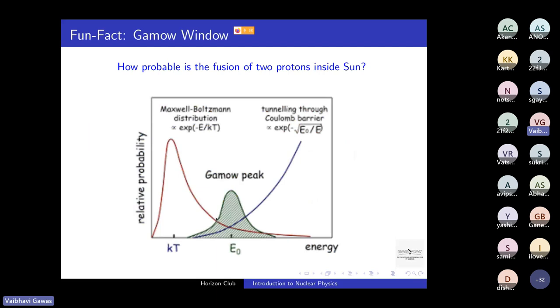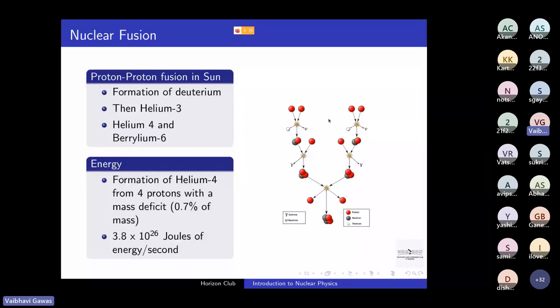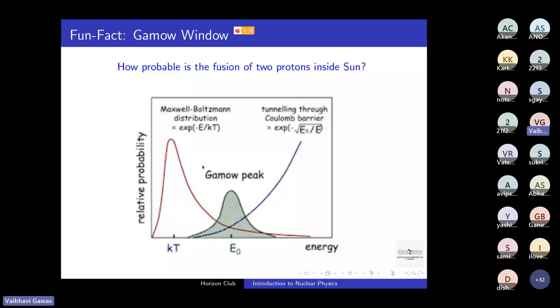There are two different factors involved in this fusion process. One is that your proton should have a considerable amount of energy to get close to another proton, to start the fusion process as such. And this energy, or the velocity of the proton, is given by the Maxwell-Boltzmann distribution, because inside the sun's core we consider it as an ideal gas system. It is proportional to the exponential of minus E upon kT.